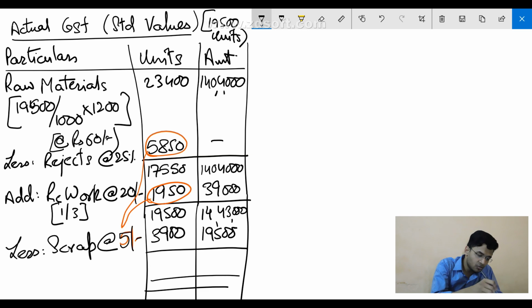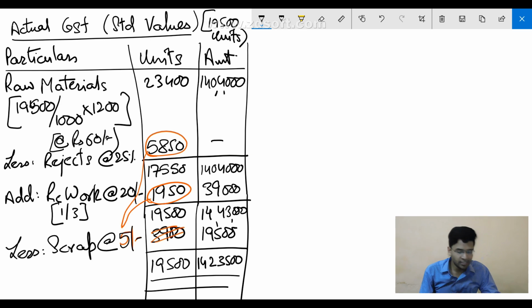Now again, so that confusion is not there, I am going to cross this amount because this is not to be reduced while computing the ultimate units, 19,500 units, and the amount which is calculated is 14,23,500. Now this is a simple process which we use to turn our actual numbers into the numbers which are taken on actual basis but are on standard values. This is the method which we have taken.